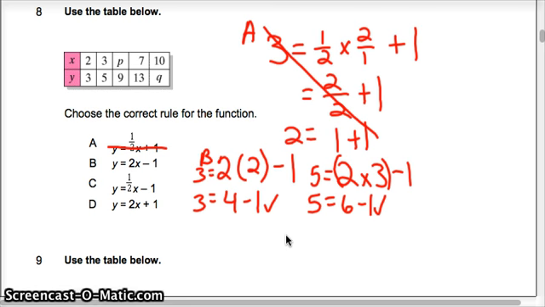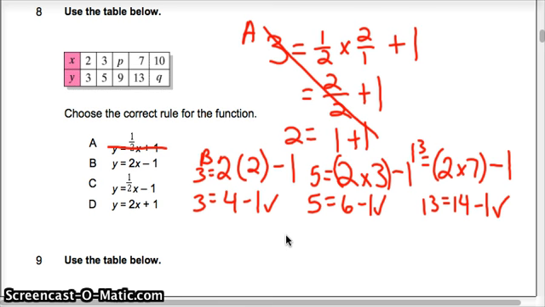Let's try one more just to be safe. We'll move on to the 7 and 13. So I have 2 times 7 minus 1 should equal 13. 2 times 7 is 14, minus 1 is indeed 13. So that tells me that B should be my correct answer.